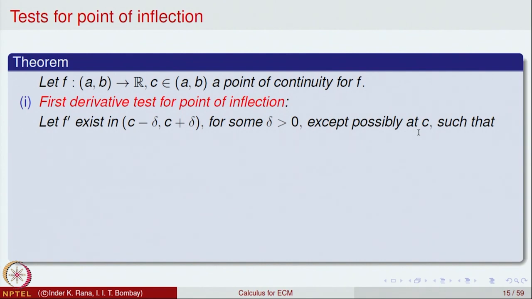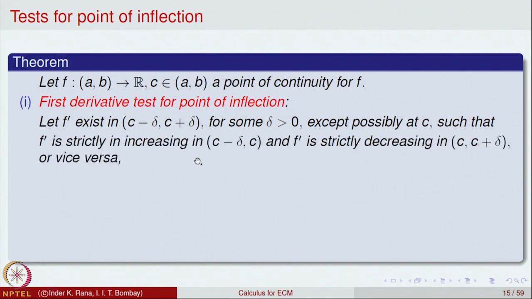We want to analyze that point to see whether it is a point of inflection or not, but we need continuity at that point. So, f should be continuous at that point C. f need not be differentiable at the point C, but it should be differentiable at all points in a neighborhood on the left as well as on the right of C. So, let us look at the condition that f dash is strictly increasing in C minus delta to C, that is, strictly increasing on the left and strictly decreasing on the right.